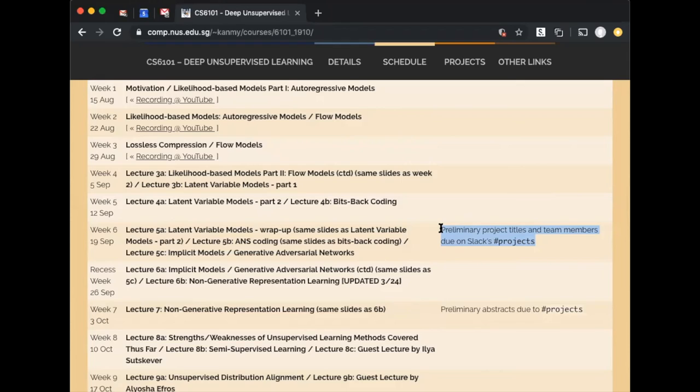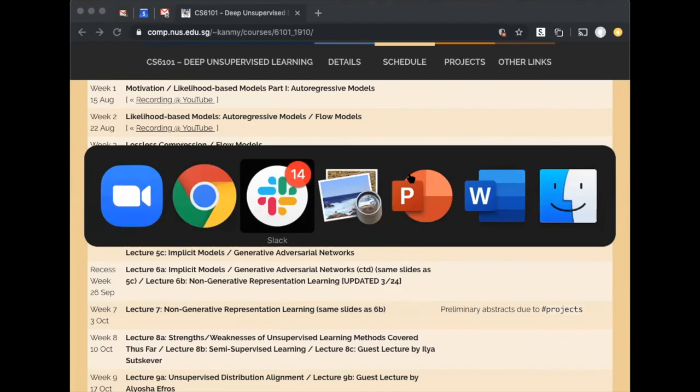So projects are done in the same way, in the sense that we want you to come up with a project idea, meet other people in class who might want to work with you on the project, and come up with one of the deep generative models, any one of them, that you think might work for that. So that's what you'll need to do. The preliminary project titles and team members, you can put on the Slack projects channel, but you're welcome to do it there too.